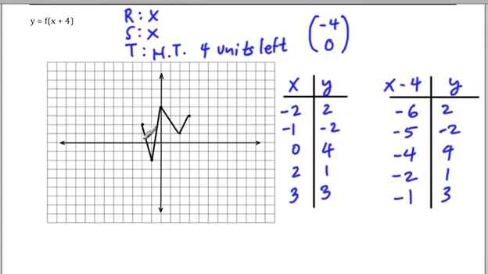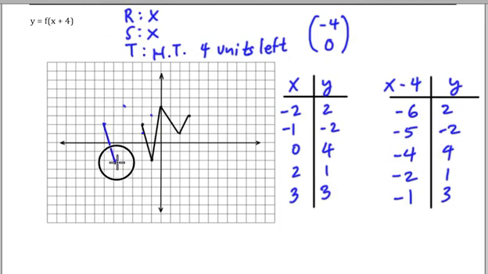So let's just plot these. So we have negative 6, 2, which is right there. Negative 5, 2. Negative 5, negative 2, which is right here. Negative 4, 4, so that's right there. Negative 2, 1 is right there. And finally, negative 1, 3 is right there. So let's just connect these dots and see what that looks like.